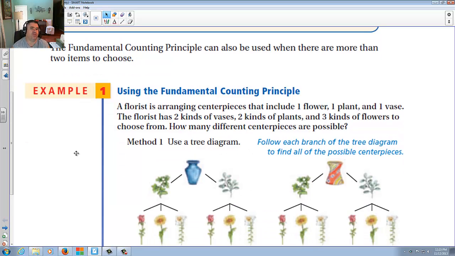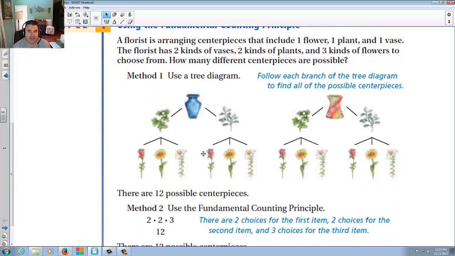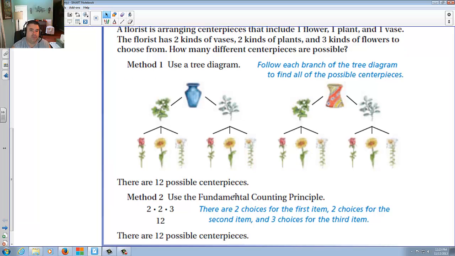Take, for instance, a florist who has two kinds of vases, two kinds of plants, and three kinds of flowers. If they want to figure out how many different combinations you possibly can make, you would take 2 times 2 times 3, and that would give you 12 possible combinations. Notice here how they have these different combinations, and they'll say there's 12 possible combinations. Well, the fundamental counting principle says 2 times 2 times 3.